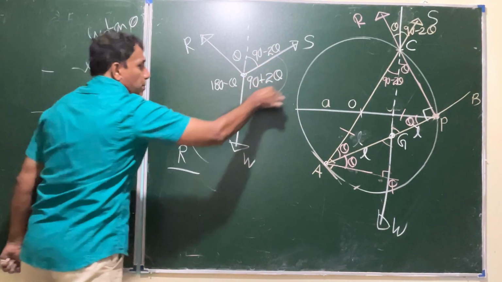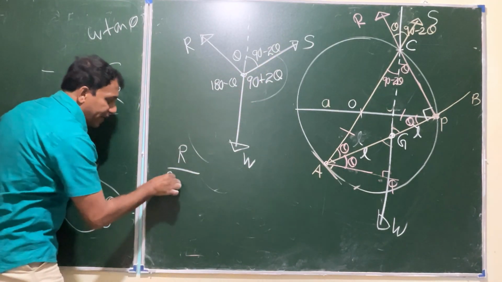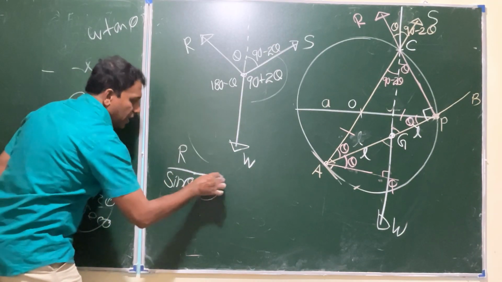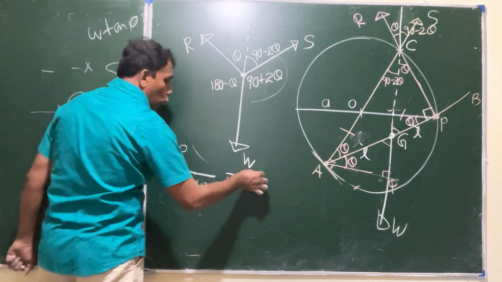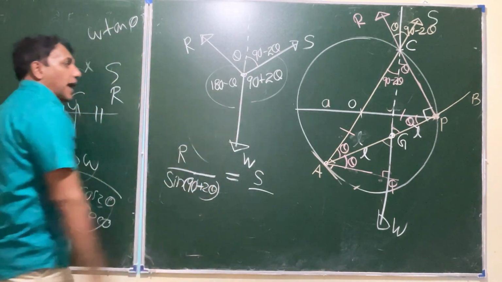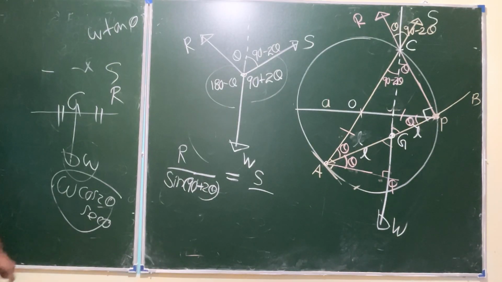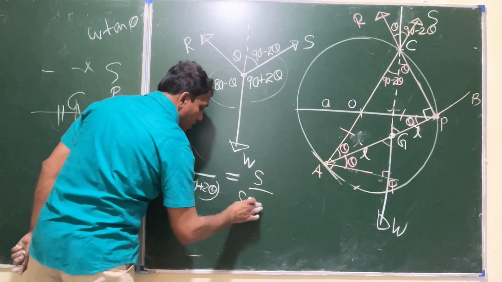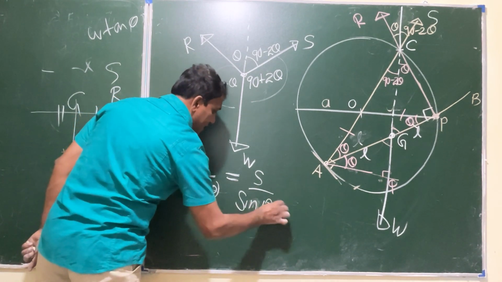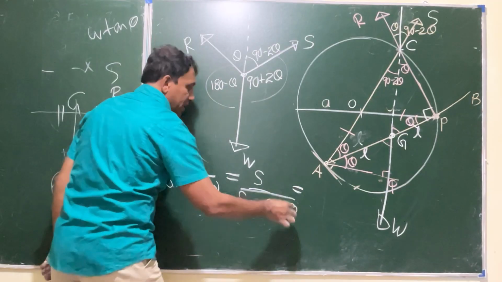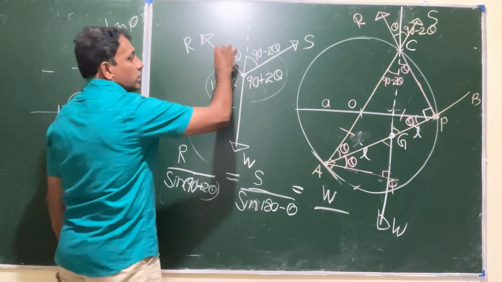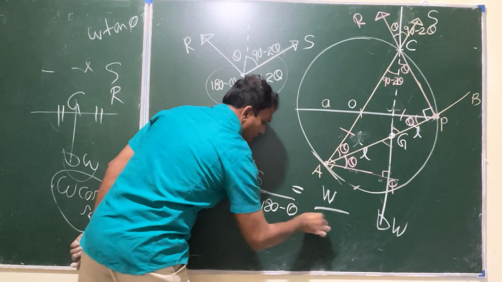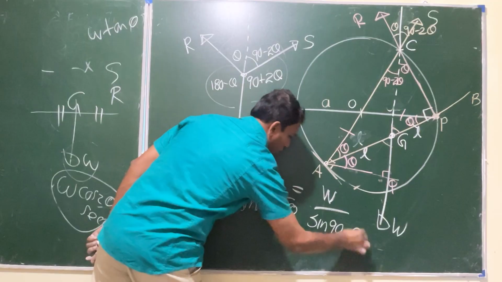R over the balance to force the angle, it's sine, right? Sine 90 plus 2 theta, okay? Equal S over the other angle, it's sine 180 minus theta, right? Finally W, weight, over what is the complete angle, 90 minus theta, right? Sine 90 minus theta. Okay, that's all.